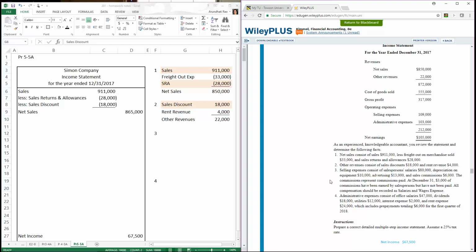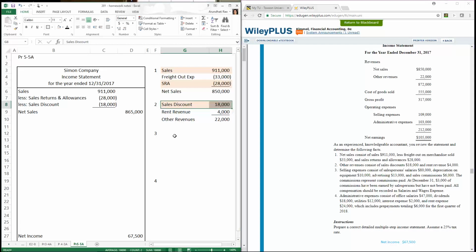The third piece of information tells us the selling expense, that's this $109,000, consists of salesperson salary of $80,000, depreciation on equipment of $10,000, advertising $13,000, sales commission $6,000. The commission represents commission paid. At December 31st, $3,000 commission has been earned by the salesperson but not yet paid. Well, it doesn't matter if you have not paid. If they've earned it, we should record it as an expense. They're telling us all compensation should be recorded as salaries and wages expense.